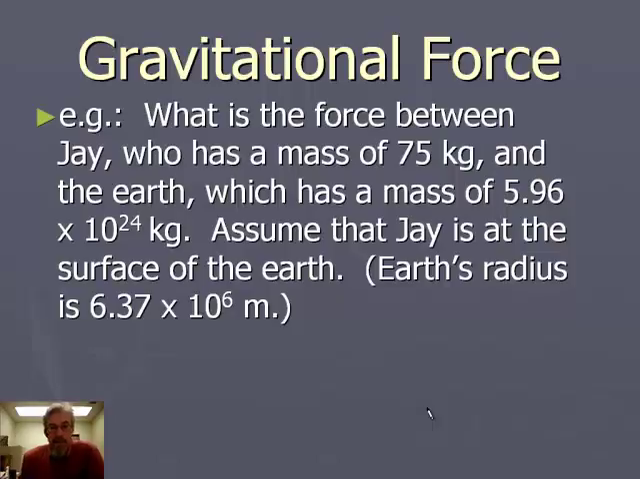This problem is asking us to find the force between J, who has a mass of 75 kilograms, and the Earth, which has a mass of 5.96 times 10 to the 24th kilograms. And we're to assume that J is at the surface of the Earth, which has a radius of 6.37 times 10 to the 6th meters. Well, everything is in the units that we want, so let's just plug this into the equation and find out what our answer is. Do it right here.